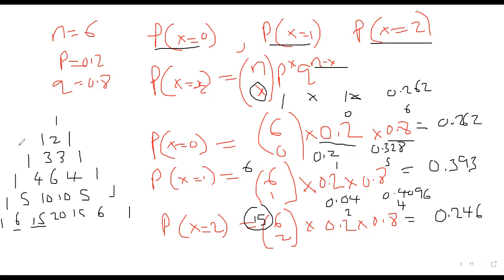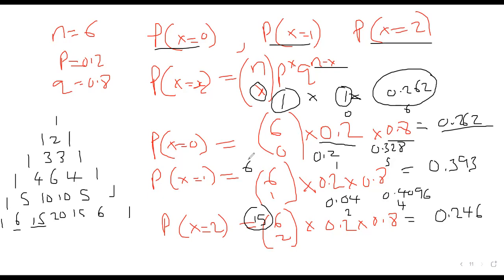6 combination 0: any number combination 0 is 1. So that's a 1 there. 0.2 to the power 0, and now the power 0 is 1. 0.8 to the power 6, we got that. So when we multiply these three, 1 times 1 times 0.262, we get 0.262.